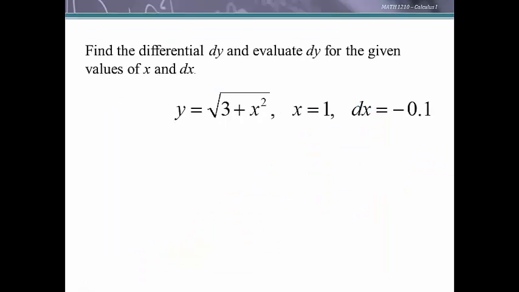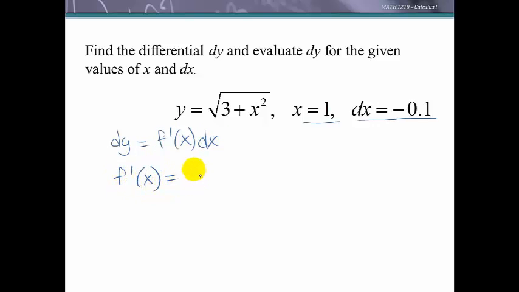Let's look at another example. Find the differential dy and evaluate dy for the given values of x and dx. Here we have our little change in x, negative 0.1, and so we're looking to start at 1 and then go down by 0.1. So let's go ahead and compute dy. dy equals f prime of x dx. So let's figure out f prime of x.